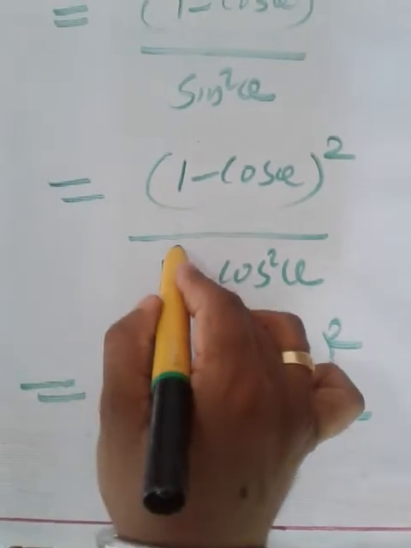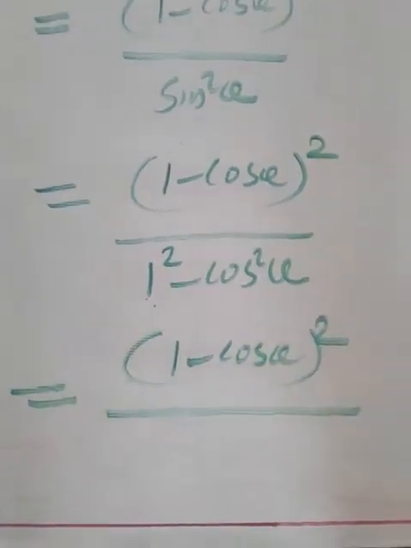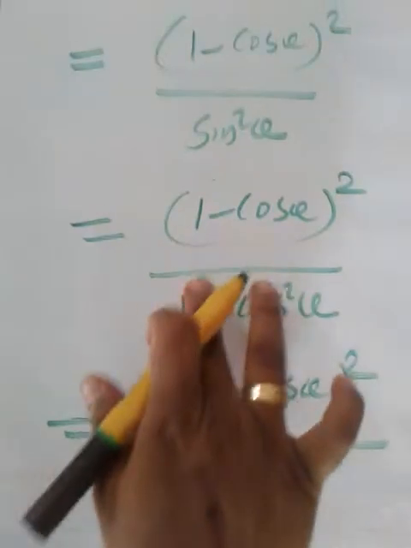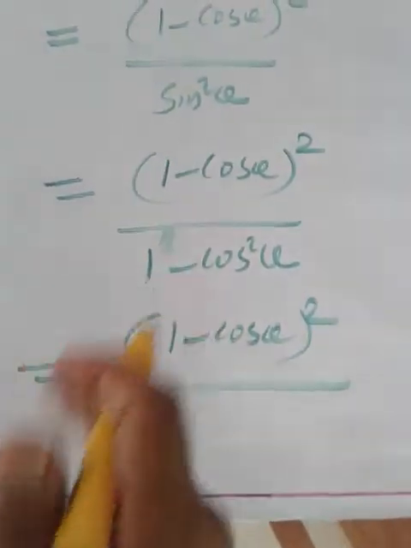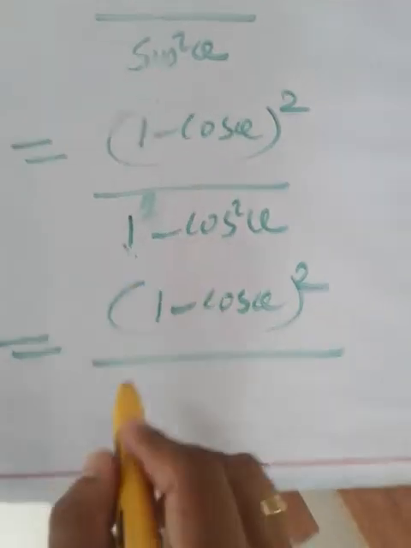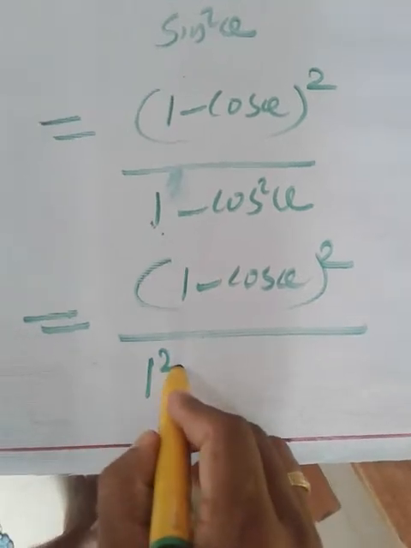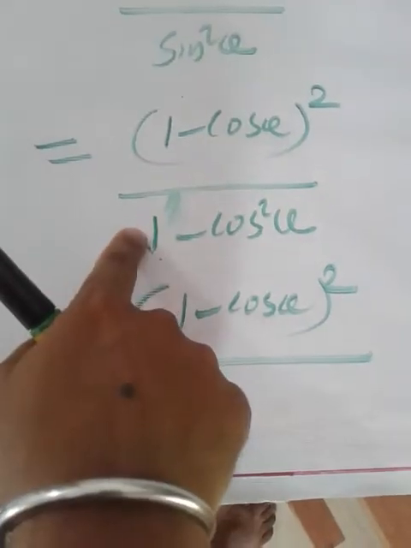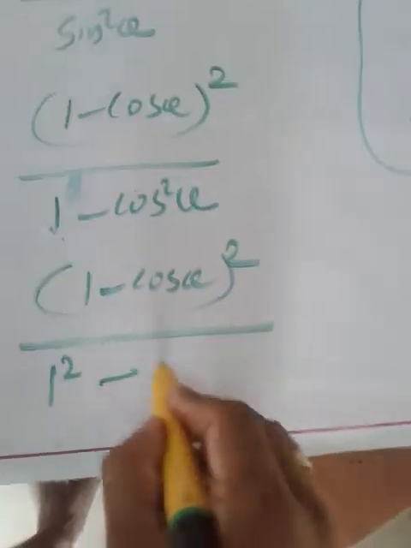Can I replace this 1 as 1 square? Is there any problem? No problem. I can replace it. I am not going to write it here, so you may feel the confusion. So I am going to replace this 1 as 1 square. Is there any problem? Because 1 square is also nothing but 1, no? So no problem. Minus cos square theta as it is.